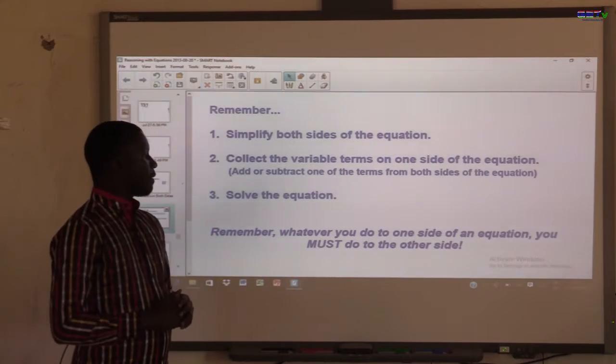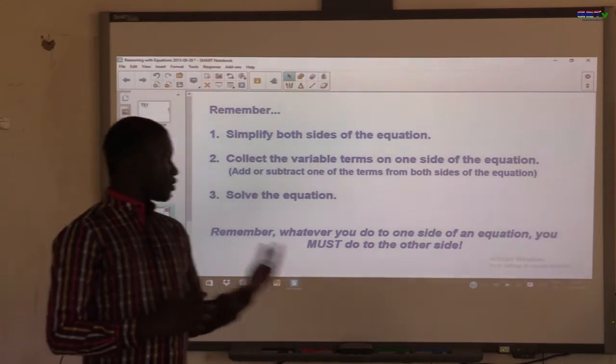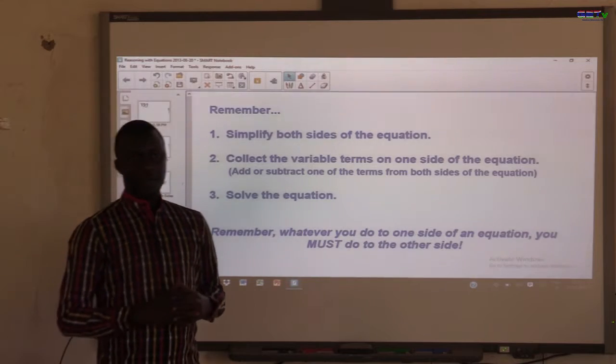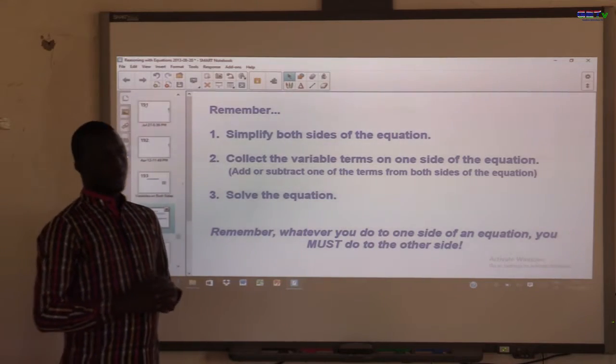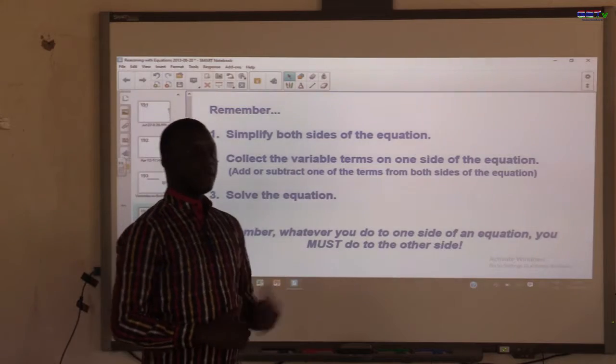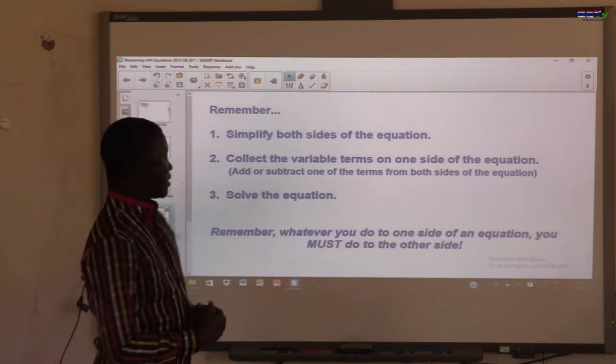Now remember, whatever you do onto one side of the equation, you must do on the other side. That is a fundamental rule of equations. Both sides must be treated equally. Therefore, whatever we do on one side, we must repeat the same thing on the other side.